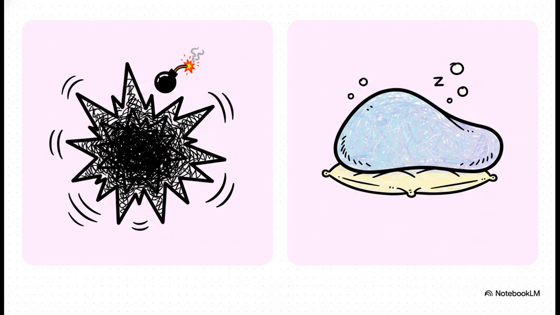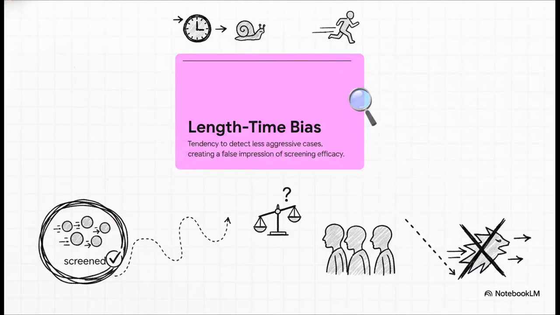Conversely, you have slowly growing indolent tumors. These spend a massive amount of time flying under the radar, making them highly available to be caught by a routine screening test. This dynamic creates length time bias because periodic screening preferentially captures the slow runners, those cases with long latency periods. The screen group naturally demonstrates a much better prognosis. This creates a completely false impression that the screening program is highly effective at saving lives, when in reality, the screen group was simply pre-selected to contain patients with inherently slower-moving, less aggressive forms of the disease.